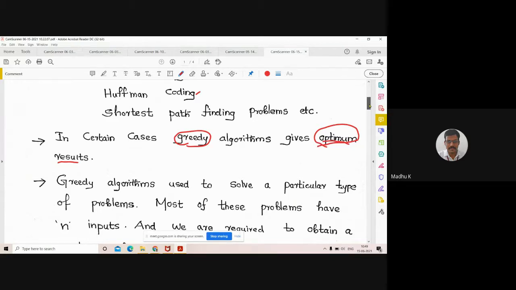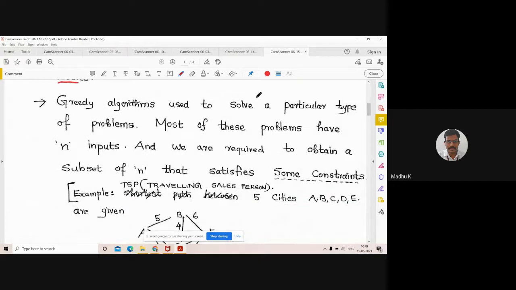So next, what type of problems can we solve using the greedy algorithm? That we want to discuss next. I already told you it is suitable for solving some particular type of problems. So my question here is, what type of problems can be solved using the greedy algorithm? The greedy algorithm is used to solve a particular type of problem.